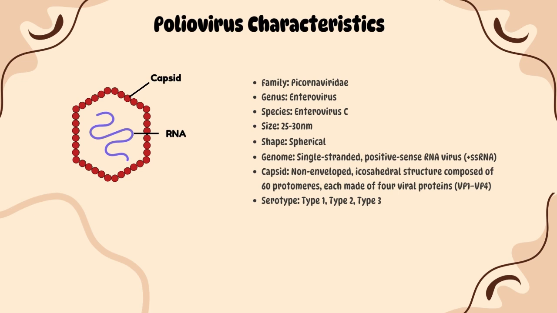First, let's look into the characteristics of poliovirus. Poliovirus belongs to the Picornaviridae family in the enterovirus genus. It is a small spherical virus about 25 to 30 nanometers in size. Its genome is single-stranded positive-sense RNA. It is a non-enveloped virus having only an icosahedral capsid made of 60 protomers, each made of 4 viral proteins. There are 3 serotypes of poliovirus, type 1, type 2, and type 3. Immunity to one serotype does not protect against the others. As of now, only wild poliovirus type 1 still circulates, while the other types have been declared eradicated.